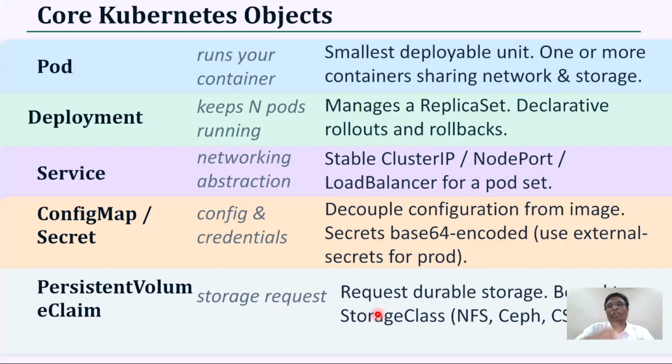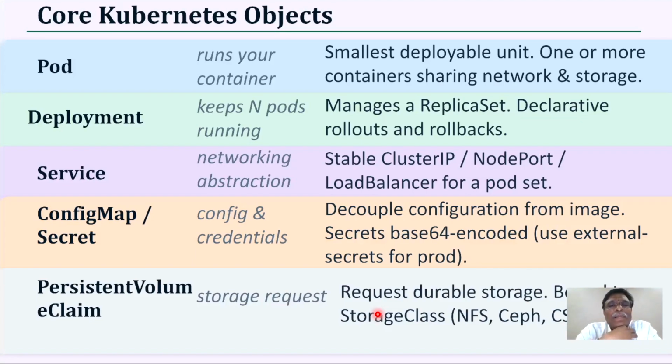When I say smallest deployable unit, it means pod is the minimal thing which can be deployed. And when I say deployment, it means so many pods are running, and Kubernetes is trying to schedule, watch, and maintain the state. So it manages a replica set. Declarative rollouts and rollbacks is what deployment means actually in terms of core Kubernetes object management, right?